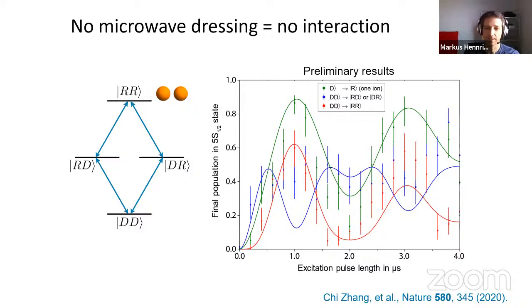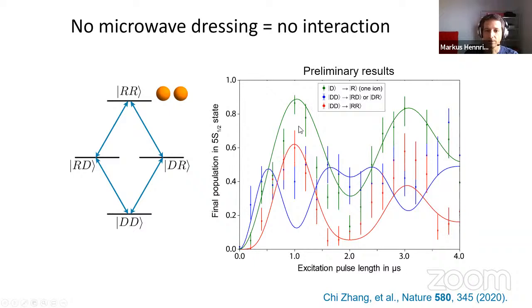We now investigated that in our system by starting again in the DD state, two ions next to each other. We first did not do any microwave dressing, which means there's no oscillating dipole, so there's no dipole-dipole interaction. Of course, there's still van der Waals interaction, but this one is very, very small. We do Rabi oscillations starting from the initial state and excite both of the ions next to each other.